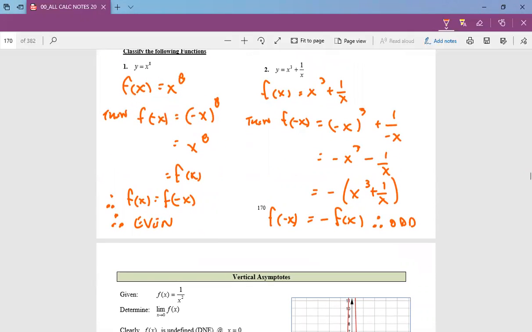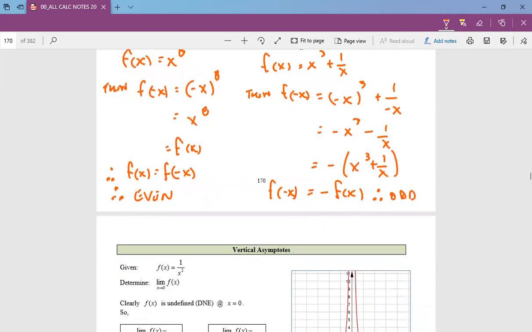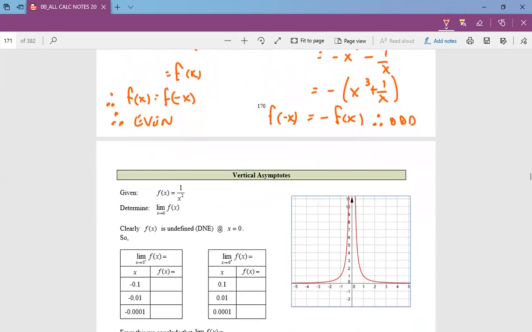And that's pretty much it. We will be using this when we put it all together for sketching. We're going to consider whether this function is an even or an odd. It ends up giving us some ideas about what it looks like.